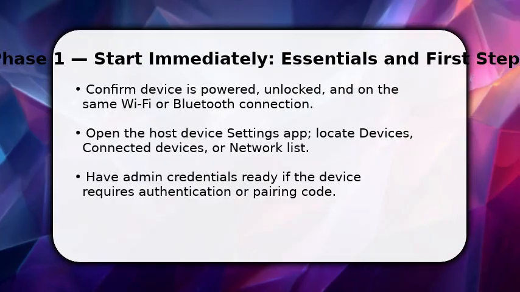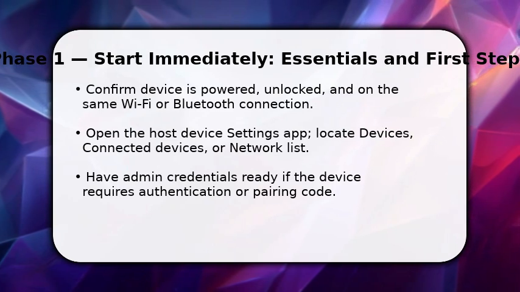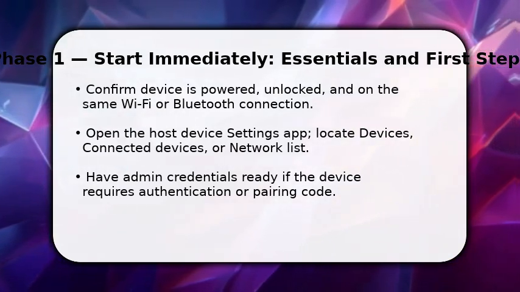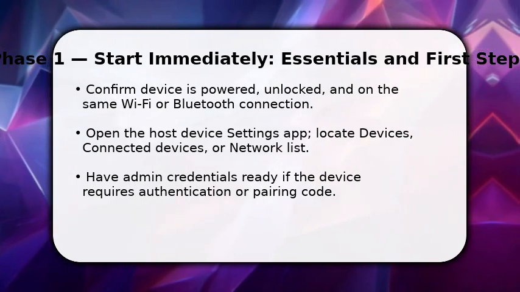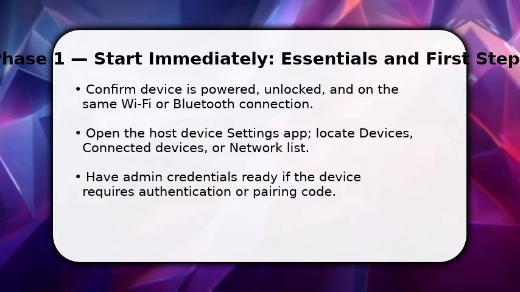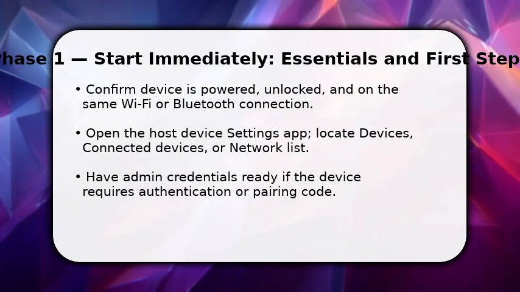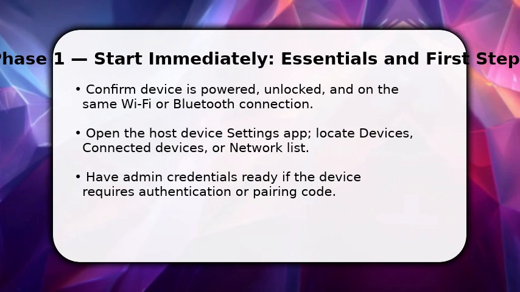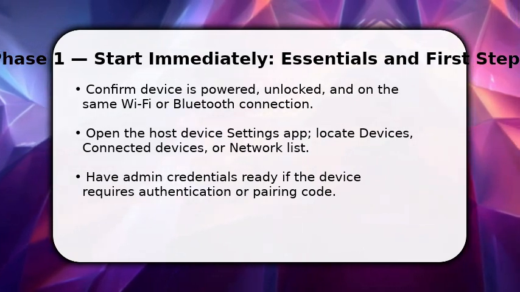Enjoy the video. You start now by confirming the device is powered, unlocked, and on the same Wi-Fi or Bluetooth link as your phone or computer. Once done, open Settings on the host and find Devices, Connected Devices, or Network List. This is where names live. Make sure you have any admin credentials or pairing code ready. Without them, you may be blocked.